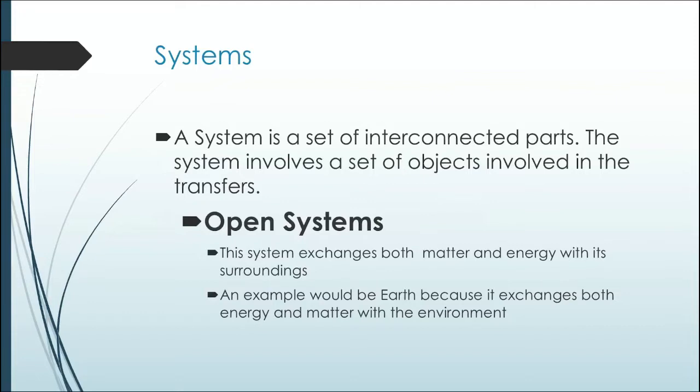So an open system is where it exchanges both matter and energy with its surroundings. Okay, an example of this is Earth. Earth is like its own system, but it does exchange matter with the environment. It also exchanges energy. Obviously, it takes a lot of energy too, because we get our energy from the sun, right?